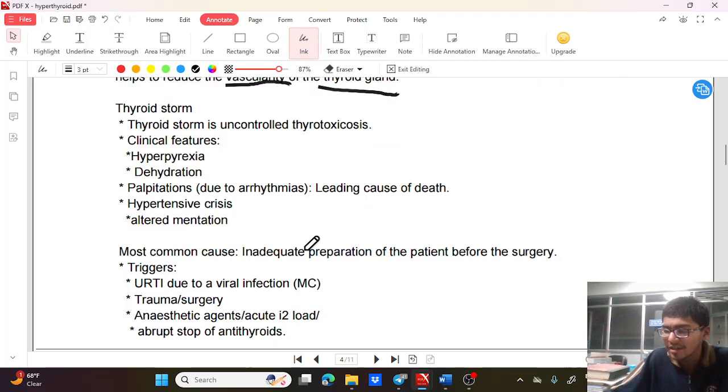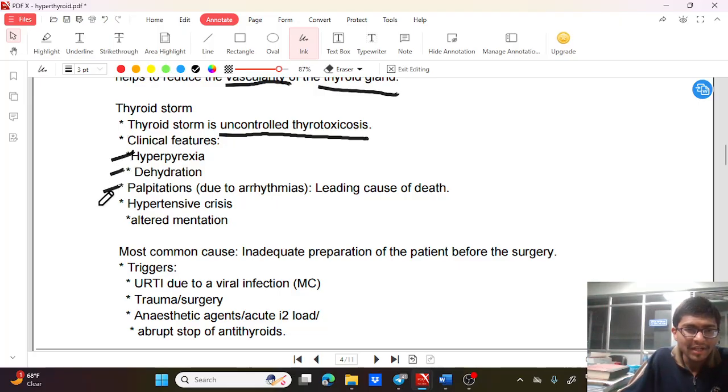So here there will be uncontrolled thyrotoxicosis, uncontrolled symptoms, uncontrolled clinical features of hyperthyroidism. And what are the features? So there will be excess heat, that is hyperpyrexia, excess temperature, dehydration, then palpitation, hypertensive crisis, altered mental status. So all these are features of thyroid storm. And the palpitation, which is due to arrhythmias, can also cause death.